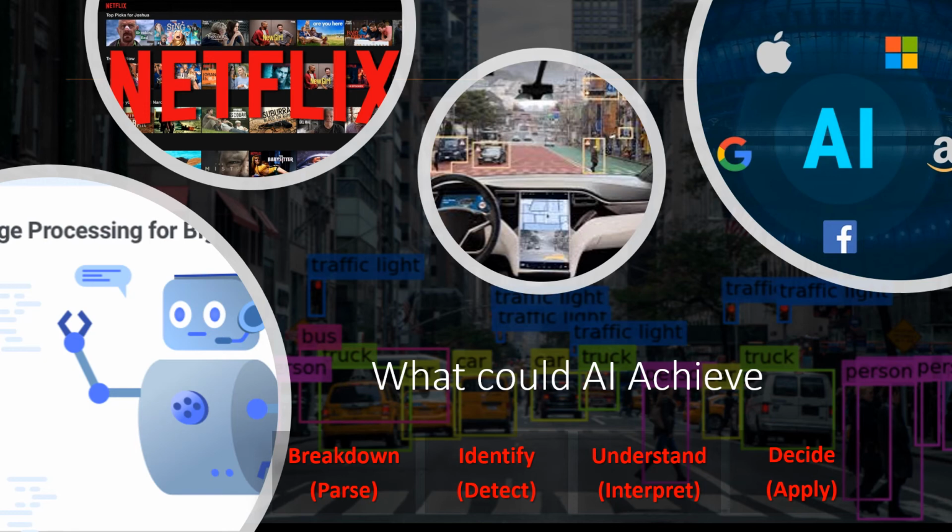Looking at the core of what artificial intelligence could achieve so far in different disciplines, you can simply position the achievements of AI under four tasks. The first task is the ability to break down or parse the input data into smaller elements. Secondly, is being able to identify each of these smaller elements or to detect the objects. Third is to understand what the meanings of these objects are, what the relationships between these objects are, and finally take a decision.